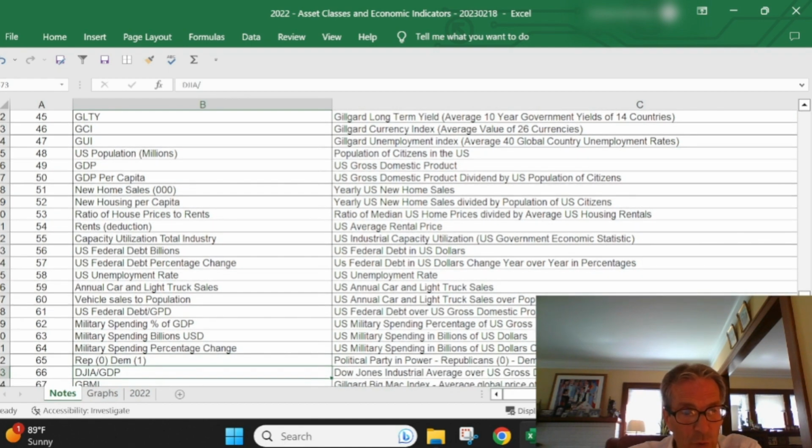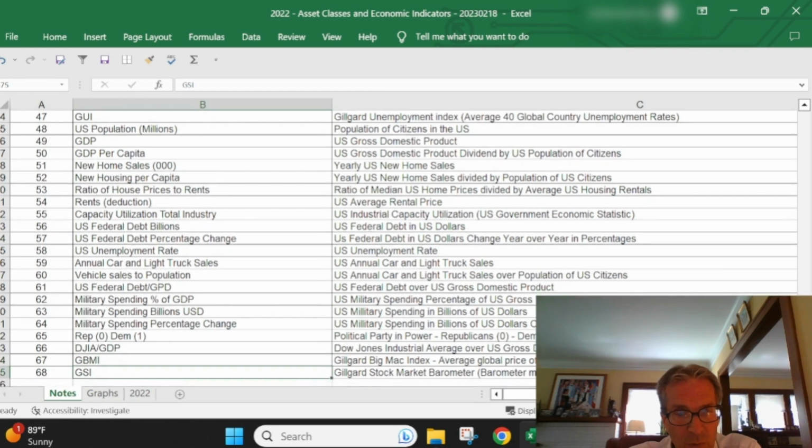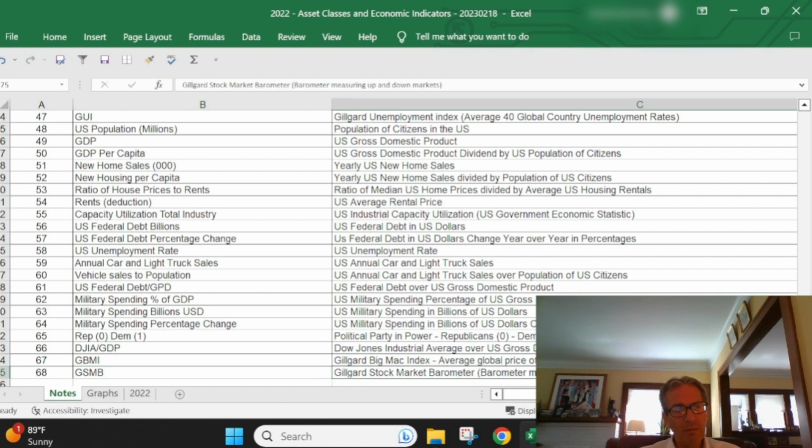Dow Jones Industrial Average over gross domestic product. The Gilgard Big Mac Index. Just look at the number of countries' average price of Big Macs, adjusted by Gilgard's inflation-adjusted dollar. And then we have Gilgard's stock market barometer. And that is something we just look at the average, the number of ups to downs stocks every day, and this gives you an indication of how frothy, how negative the market currently is.